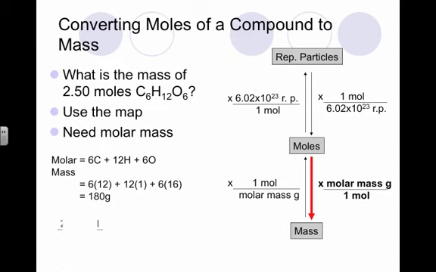Now I'm able to actually solve the problem. So I start with my given over 1. And I multiply by my molar mass over 1 mole. The moles cancel. I multiply through and divide, and that leaves me with 450 grams of glucose.